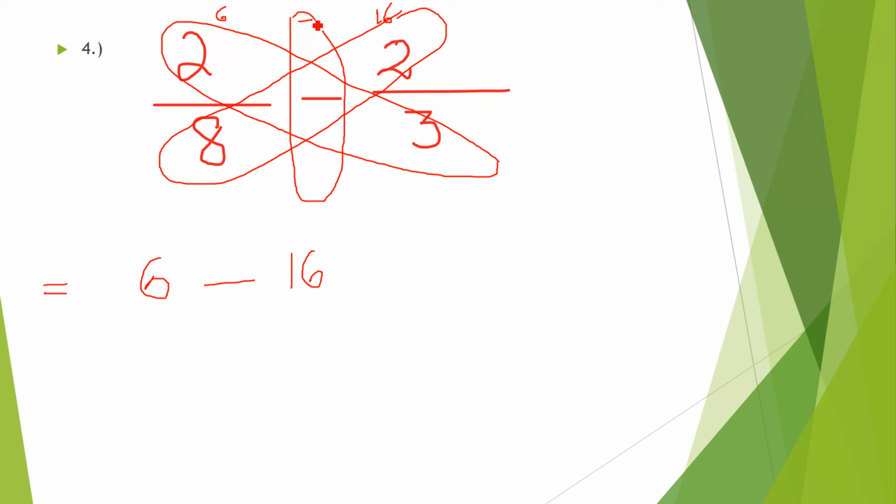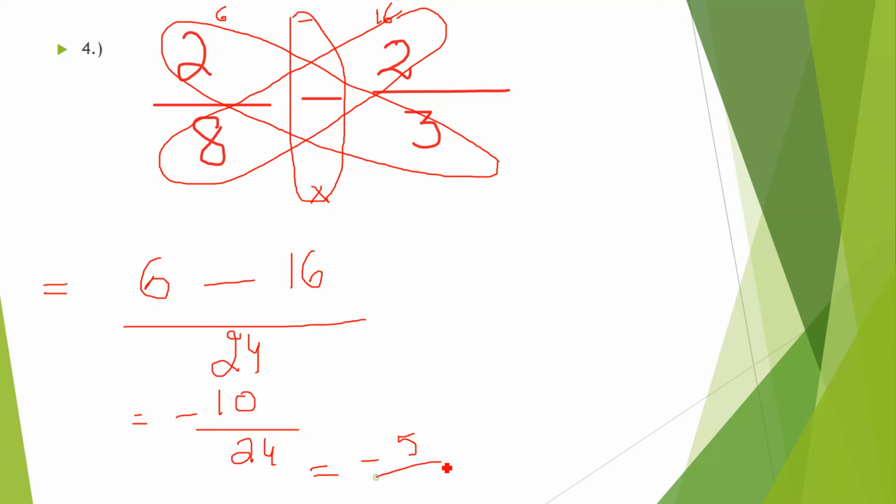So numerator you have to minus, denominator you have to multiply. 8 3 times 24, which will be equal to minus 10 over 24, and further if you divide this by 2, it will be equal to minus 5 over 12, right? 2 5 times and 2 12 times. So simple. If your denominator is not the same, use the butterfly method.